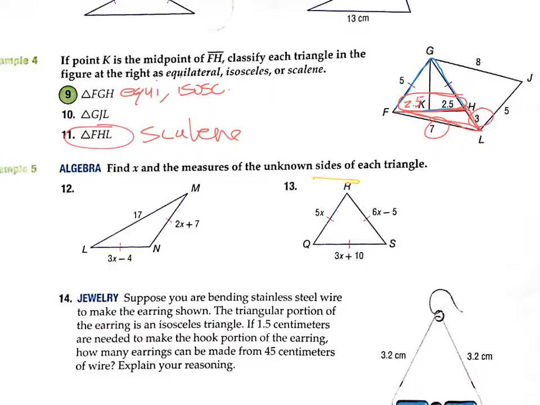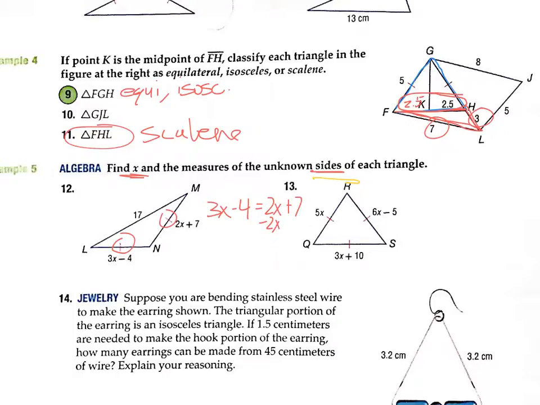All right, a couple more here. Find x and the measures of the unknown sides. So 2 things, x and the sides. Now, how do we do that? Well, it's based on information. This and this are equal. So how am I going to get x? I'm going to set 3x minus 4 equal to 2x plus 7.